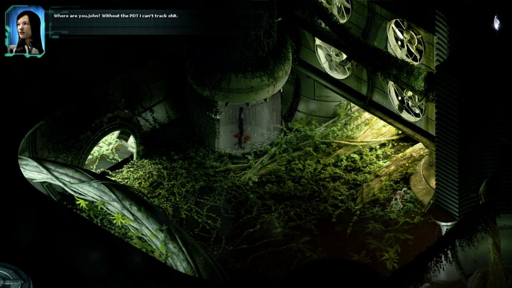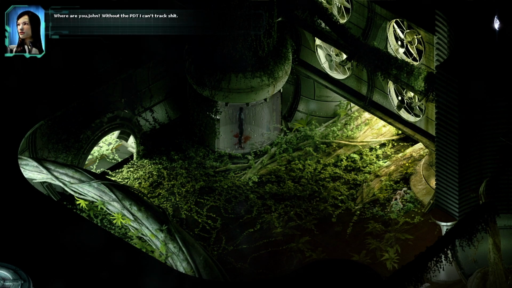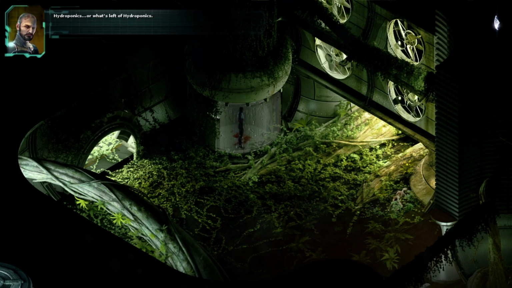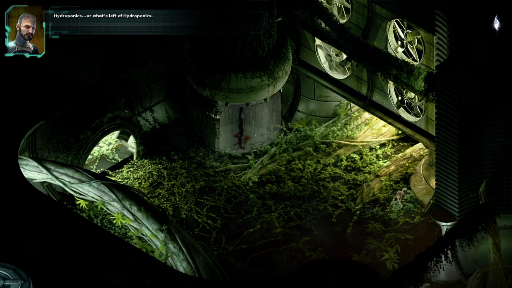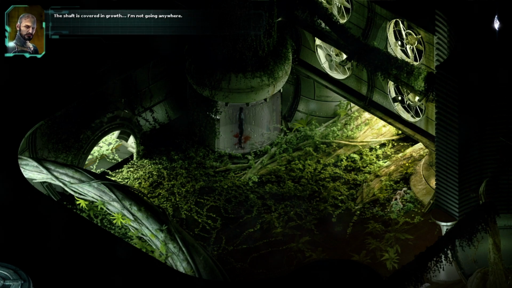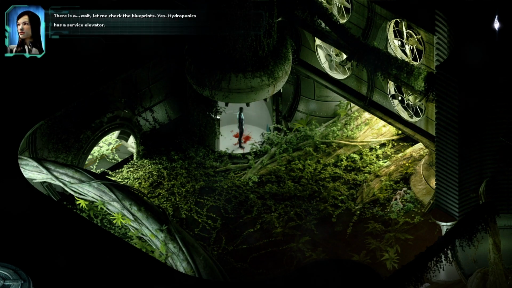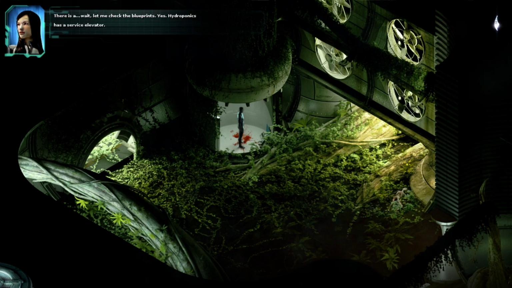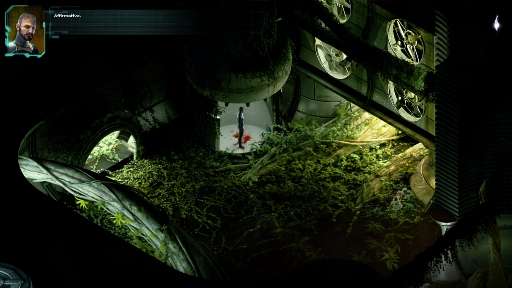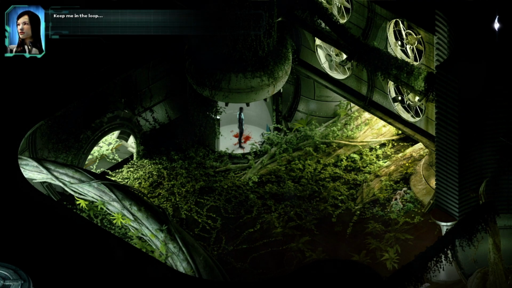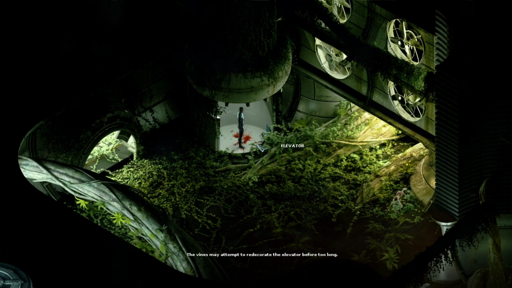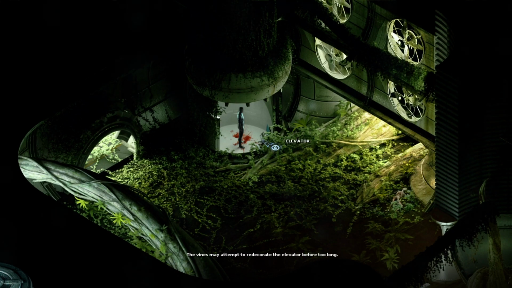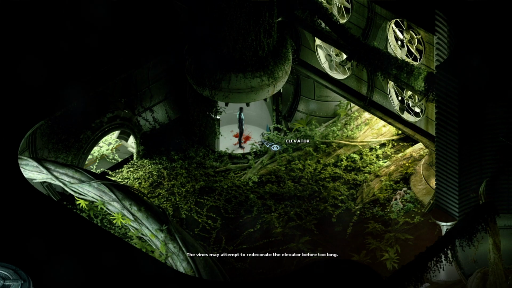Where are you, John? Without the PDT, I can't track anything. Hydroponics. Or what's left of hydroponics. The shaft's covered in growth. I'm not going anywhere. Wait, let me check the blueprints. Yes, hydroponics has a service elevator. Affirmative. Keep me in the loop. Okay, let's go find that service elevator. The vines may attempt to redecorate the elevator before too long.